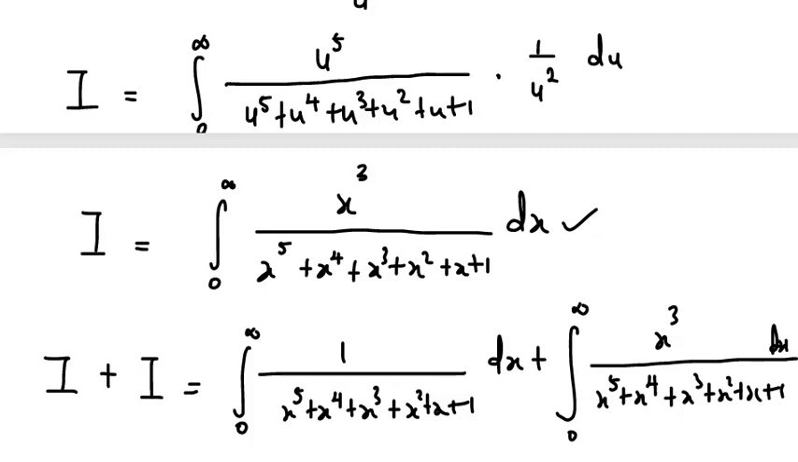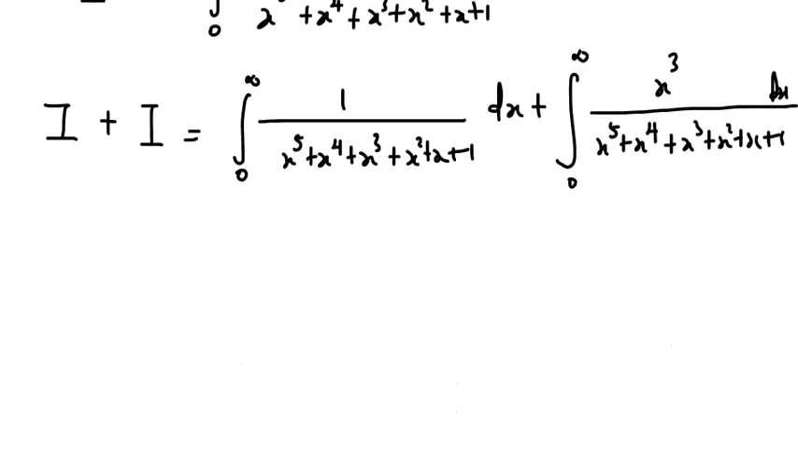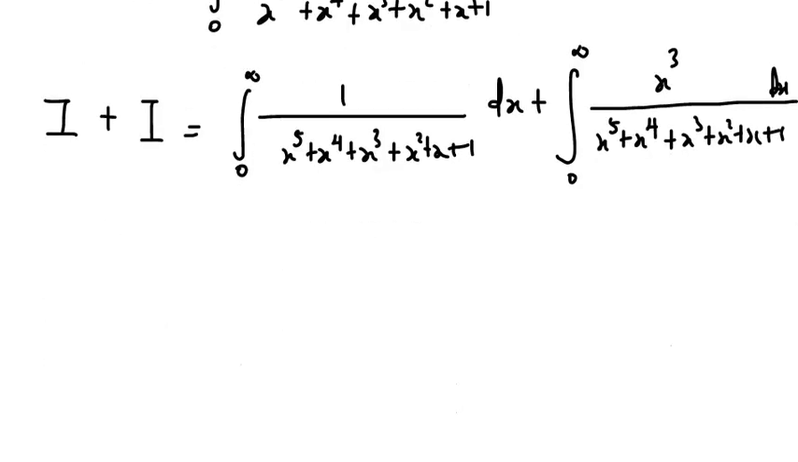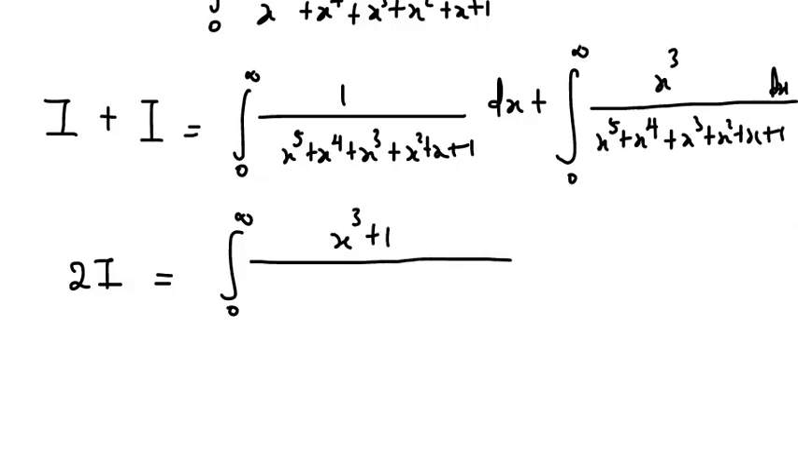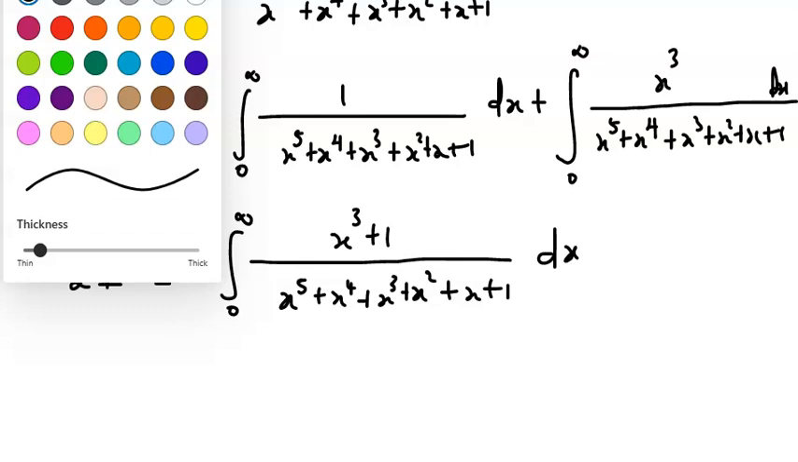Now notice that we have the same denominators, right? So we can easily add the numerators. So we get here 2I is equal to the integral from 0 to infinity. Up here we now have x cubed plus 1, then divided by x to the power of 5 plus x to the power of 4 plus x cubed plus x squared plus x plus 1 dx. Then the question here is, how exactly does this really help?